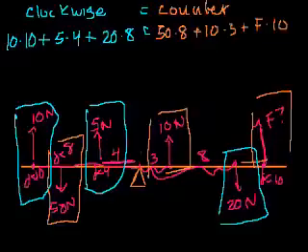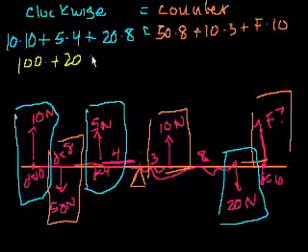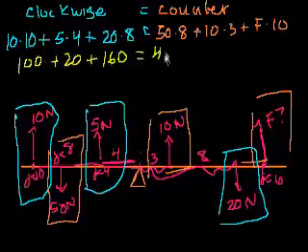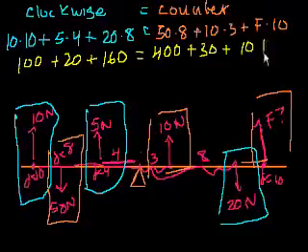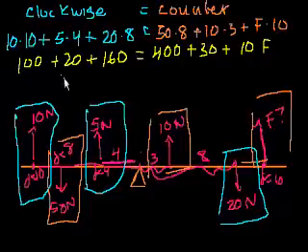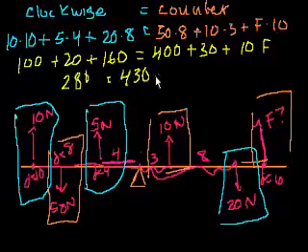And now we simplify. Now I'll just go to a neutral color, because the simplification is just math now. 100 plus 20 plus 160 is equal to, what's 50 times 8? That's 400, plus 30, plus 10f. This is 120 plus 160, which is 280. 280 is equal to 430 plus 10f. Oh, this is a good example.